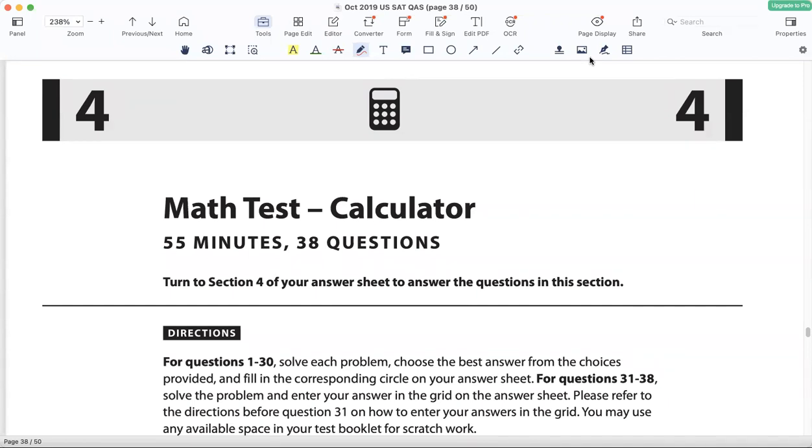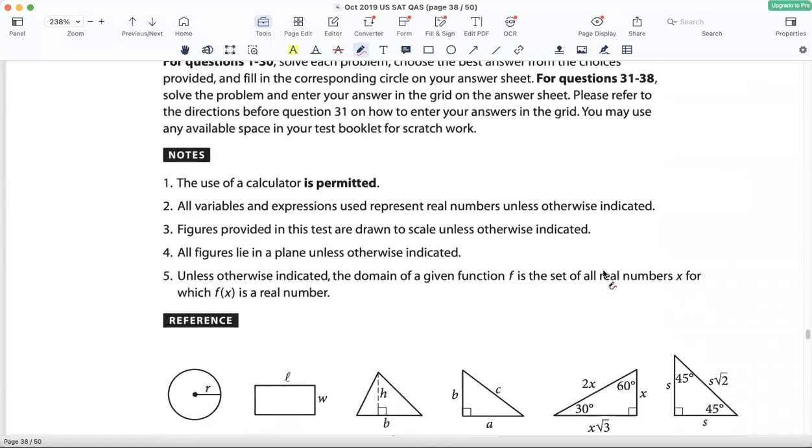In this video, we'll solve the math calculator section of the October 2019 US SAT. So let's begin.